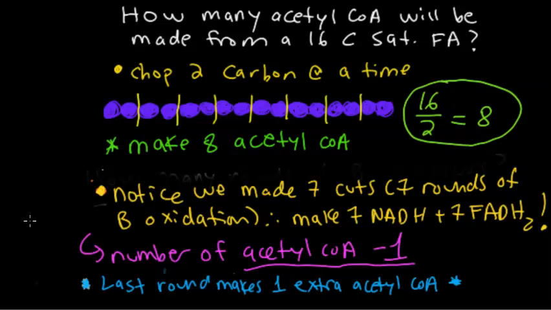However, we make 7 cuts, so only 7 rounds of beta-oxidation. And we make NADH and FADH2 per round. So we make 7 NADH and 7 FADH2. The formula is the number of acetyl-CoA minus 1. So 8 minus 1 is equal to 7. And remember, in the last round, we make an extra acetyl-CoA molecule. So 7 rounds, but we make 8 acetyl-CoA.